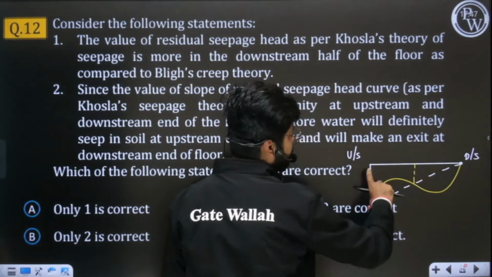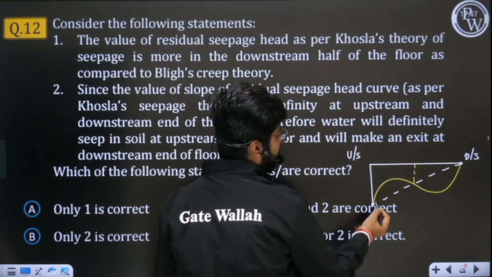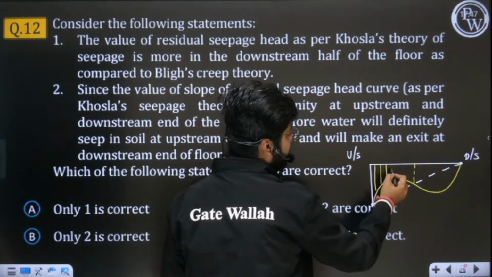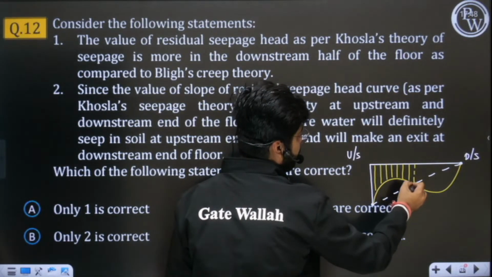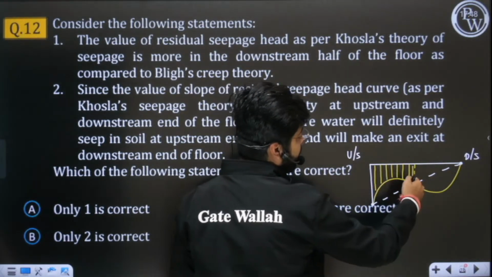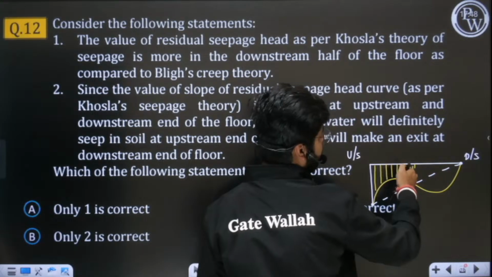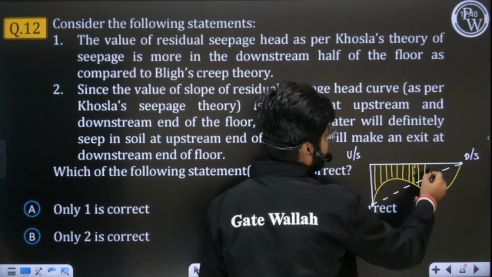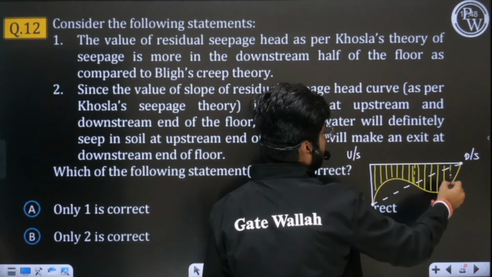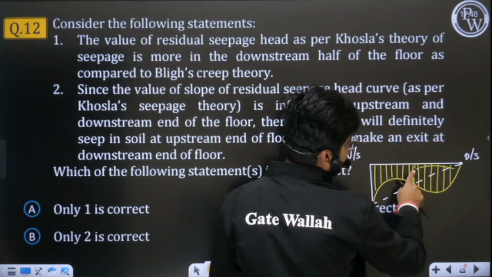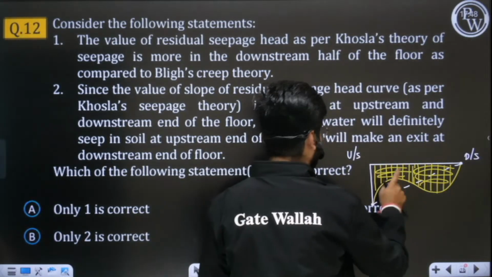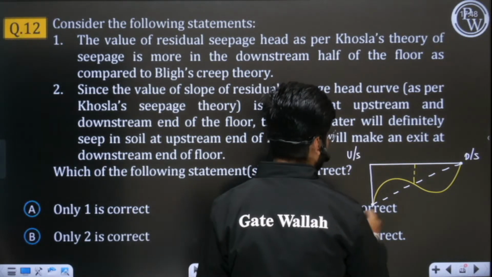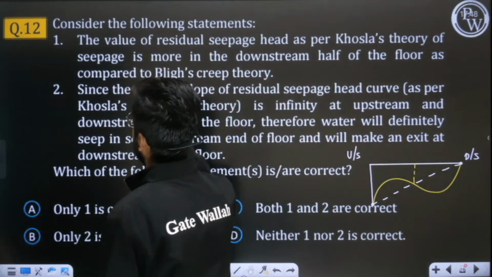This is your first half. In the first half you will see that the residual head is maximum, then it decreases. I hope you can find this area. And after the first half of the floor, in the second half you will see that the residual head increases. So the area of the second half is more as compared to the area of the first half. So you can say that this is the right answer. This first statement is correct.